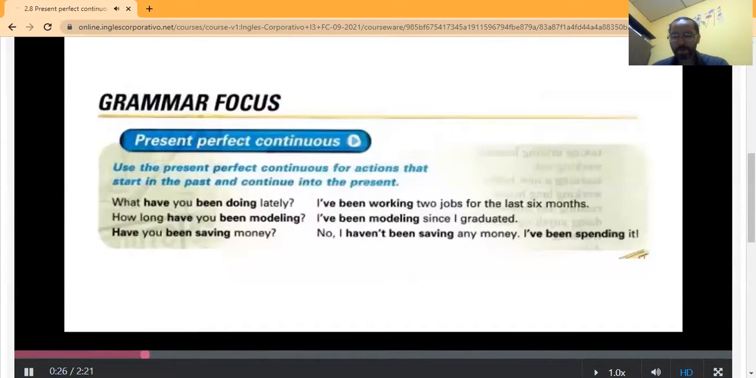What have you been doing lately? I've been working two jobs for the last 6 months. How long have you been modeling? I've been modeling since I graduated. Have you been saving money? No, I haven't been saving any money. I've been spending it.